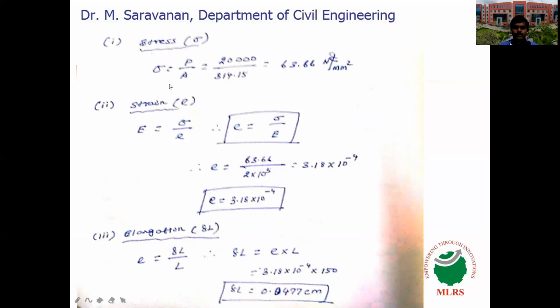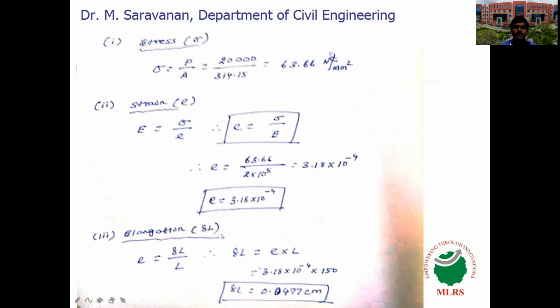So you know the formula to find the stress. Stress is nothing but load by area. So the load given in the problem is 20,000 divided by the area you worked out, 314.15. So the stress will be 63.66 Newton per mm square. And for the strain value, you know Young's modulus is equal to stress by strain. Therefore strain is equal to stress by Young's modulus. The stress value you know and Young's modulus is given, so if you substitute, you will get the strain value.